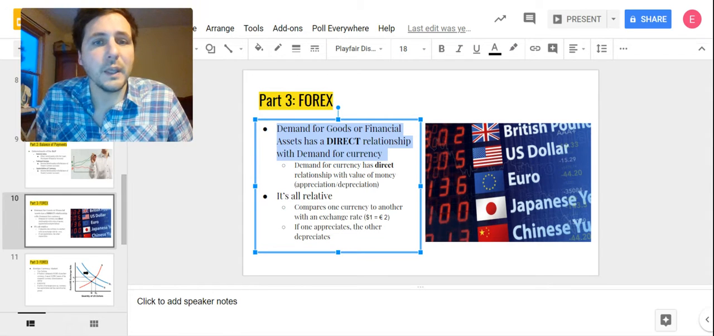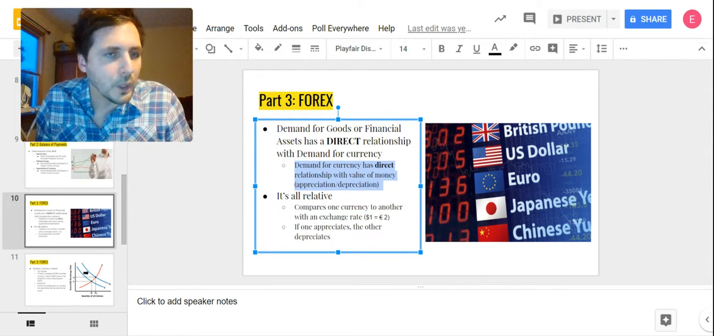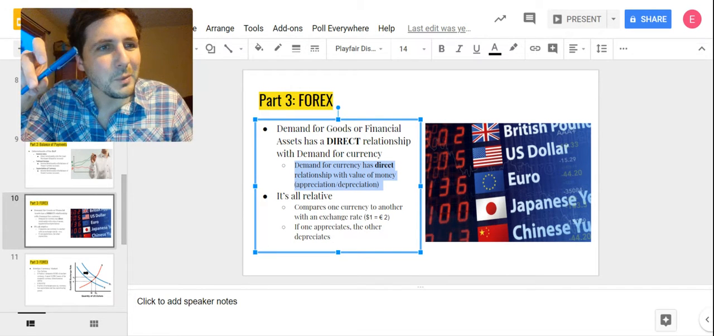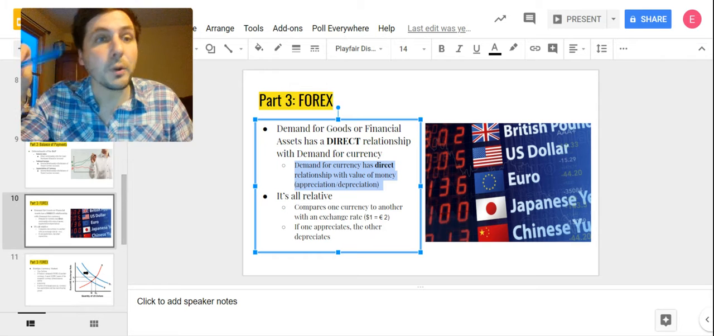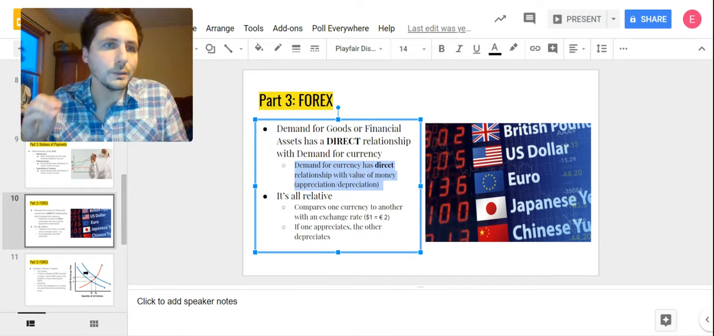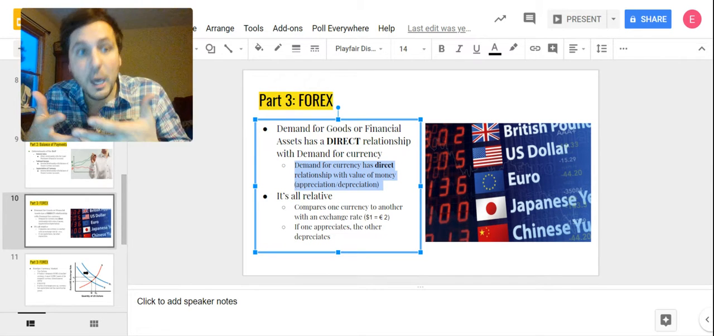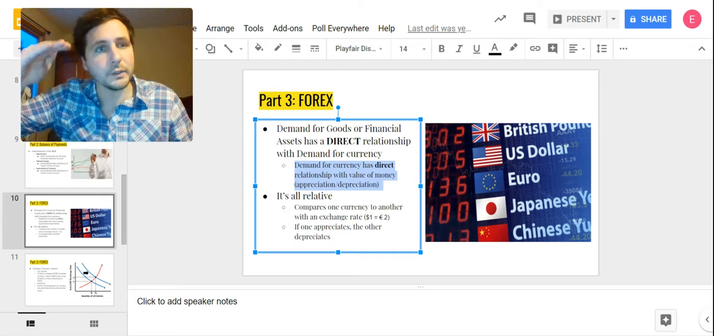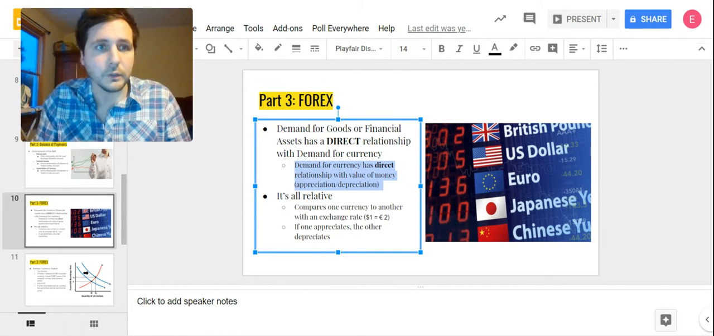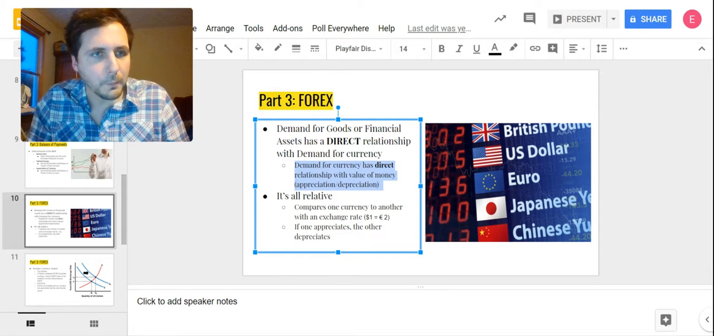It also means that the demand for that currency has a direct relationship with the value of the money. Just like when I demand more of, like, a pen, for example, right? We demand more of this pen, the price of the pen is going to rise. In the same way, if I demand more of the American dollar, the price or the value of the American dollar is going to rise. We call the increased price of the dollar or any currency appreciation. And of course, it's vice versa as well.